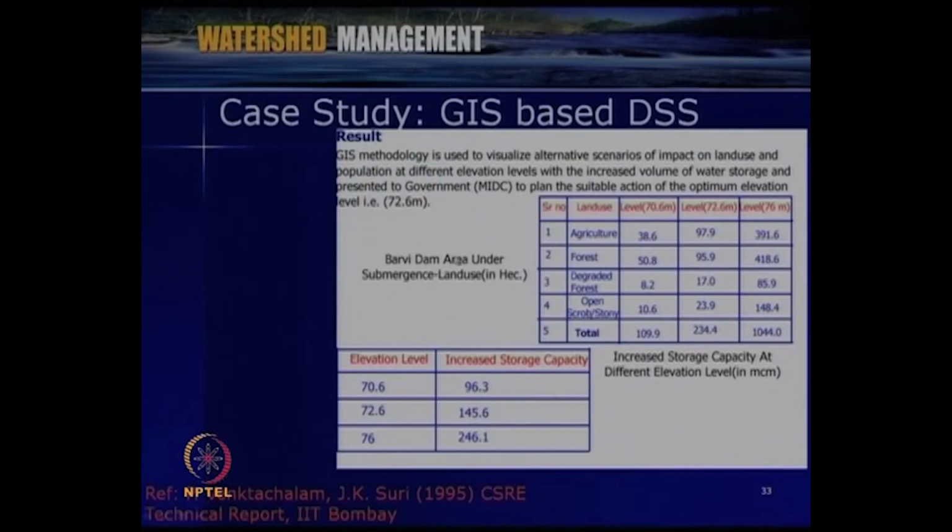So, like that the studies were conducted by the experts. A GIS method is used to visualize alternative scenarios of impact on land use and population at different elevation levels with the increased volume of water storage, and presented to the government to take suitable action. If the level is 70.6 or 72.6 or 76, how much area will be affected by submergence, in hectares, is shown here. The corresponding elevation level and increased storage capacity in million cubic meter is also shown here.